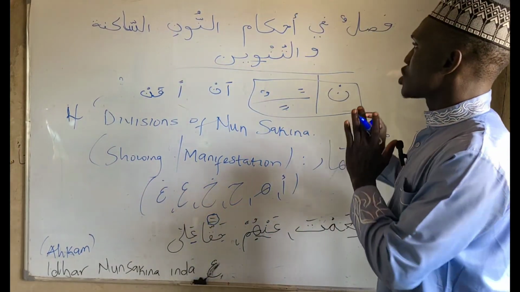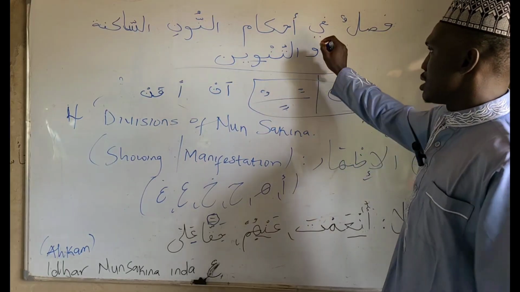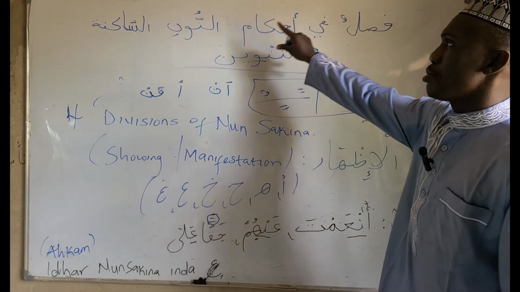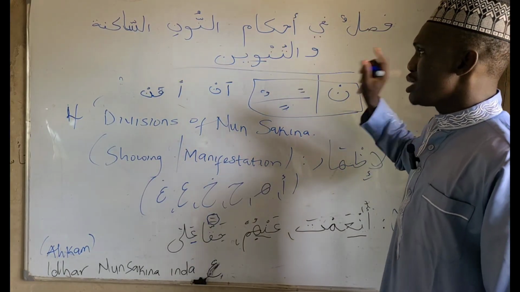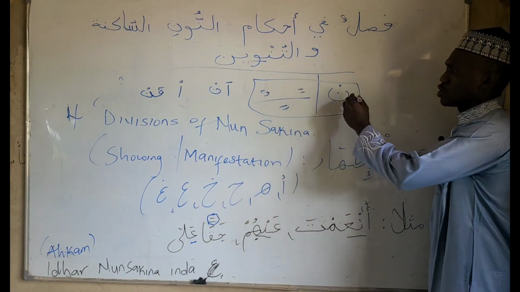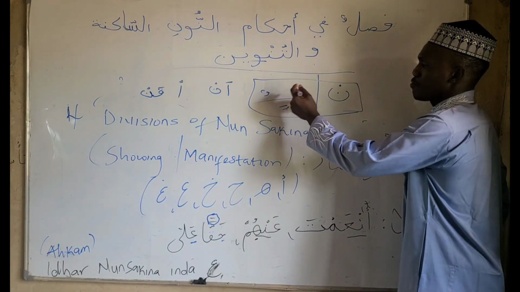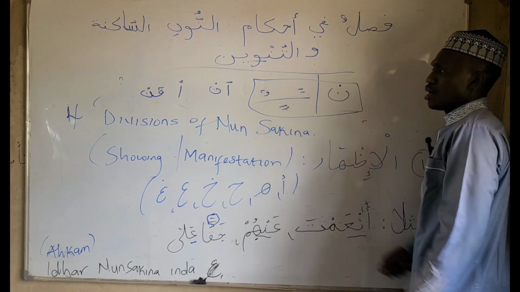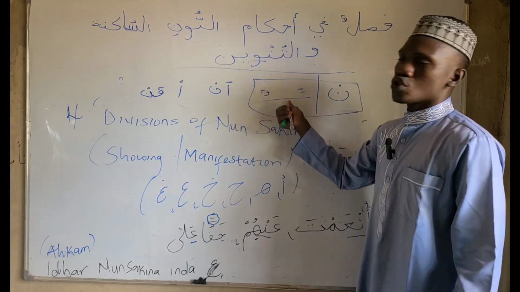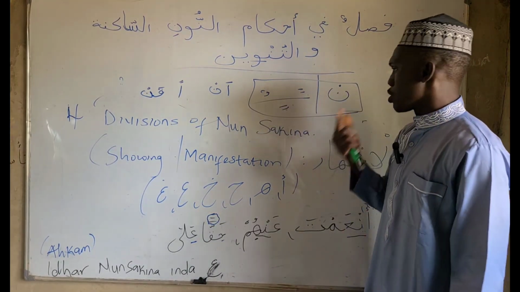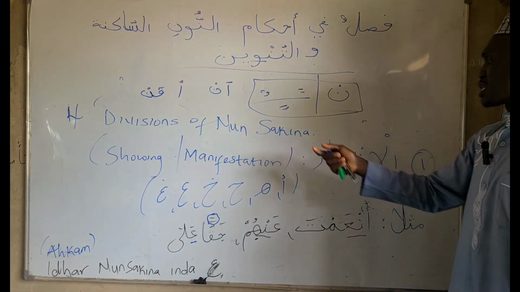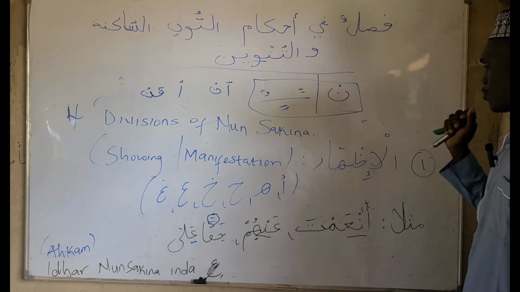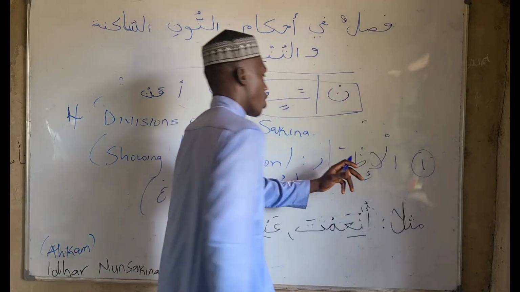So what we just discussed today is the new topic, which is faslu fi ahkami nun sakinah wa tanween. We said that we are going to be focusing on nun that has sukun, tanween fatha, tanween kasra, and tanween damma. Both are put together because tanween is also like nun sakinah, right? So we have 4 divisions of nun sakinah, and we only took one today, which was idhar, al-idhar.